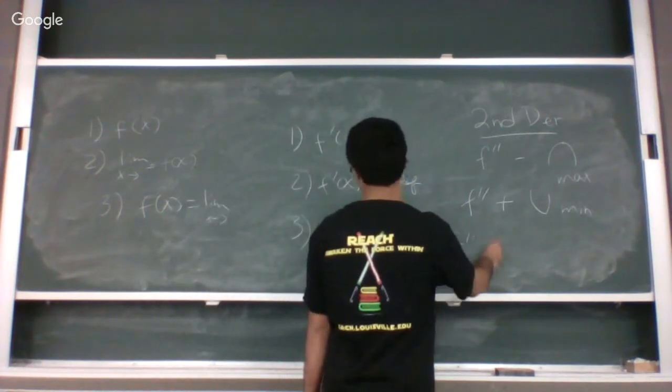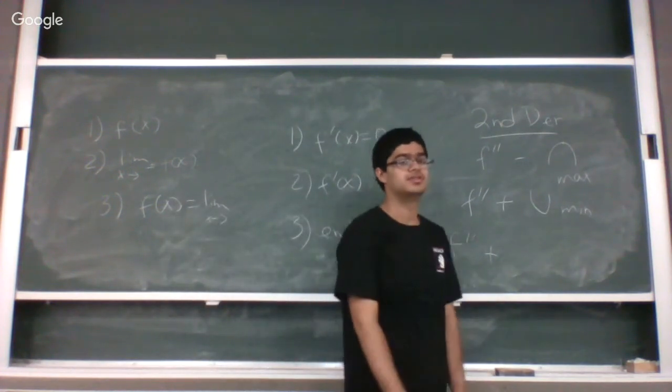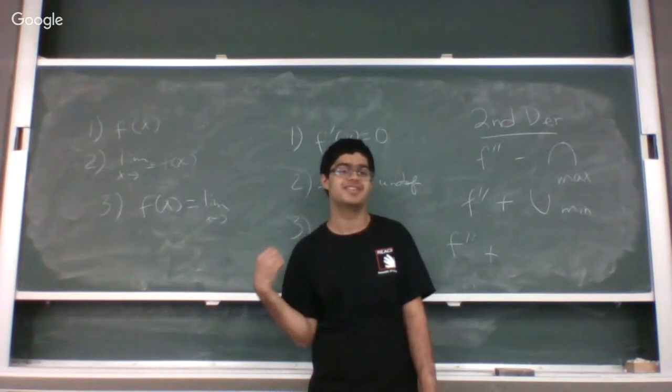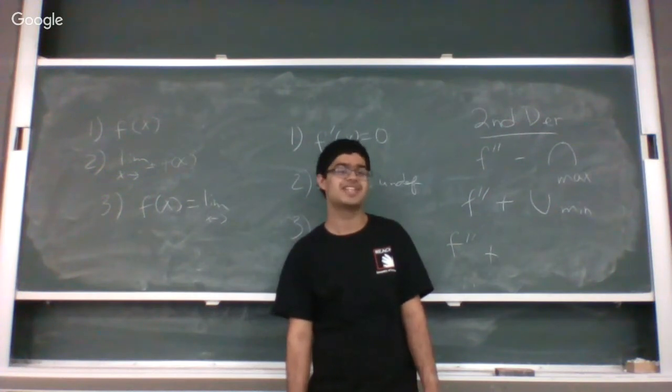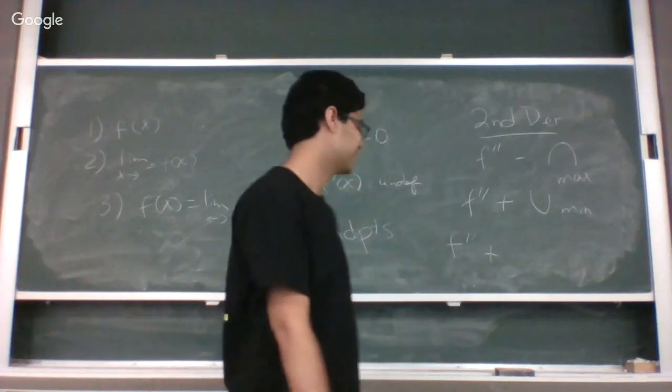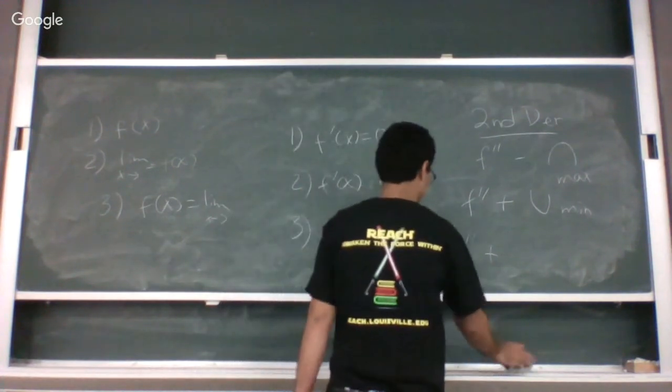And what if I have an endpoint where the second derivative is positive? Local max, maybe? Or you can't do it at endpoints. Nope, that was a trick question. You can't use the second derivative test at endpoints. You have to remember that.